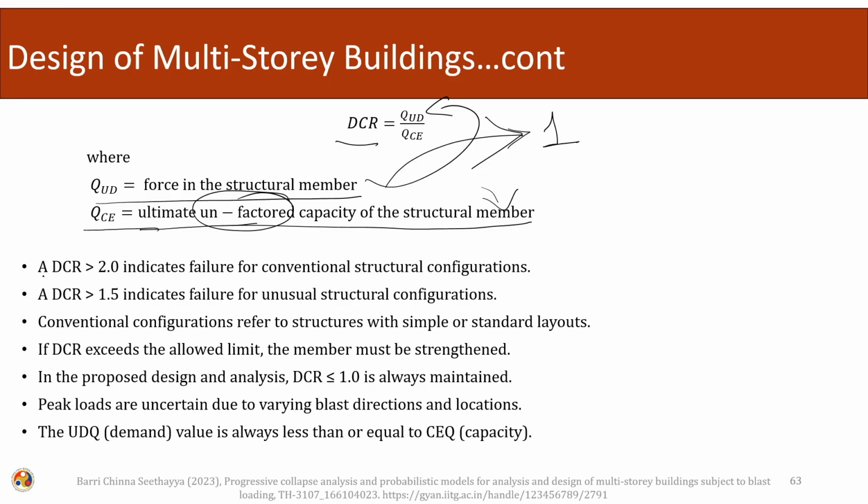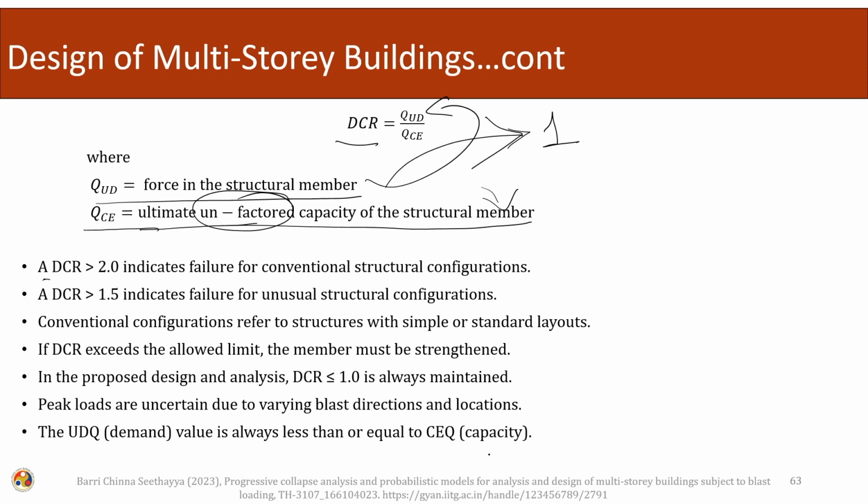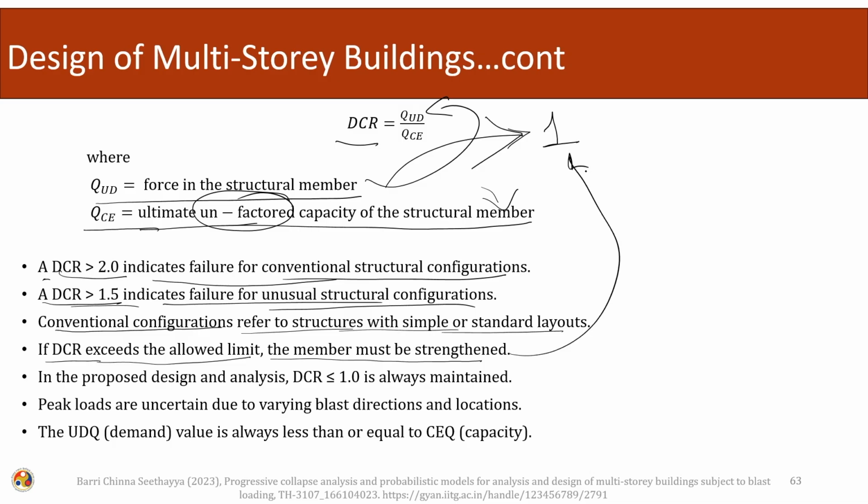A DCR greater than 1 indicates the member is overstretched and may be at risk. A DCR greater than 2 indicates failure for conventional structural configuration. A DCR greater than 1.5 indicates failure for unusual structural configurations. Conventional configurations refers to structures with simple or standard layouts. If the demand to capacity ratio exceeds the allowed limit, the member must be strengthened. So, if DCR is greater than 1, there is a need to strengthen the member.